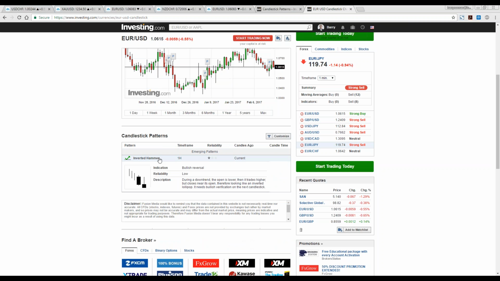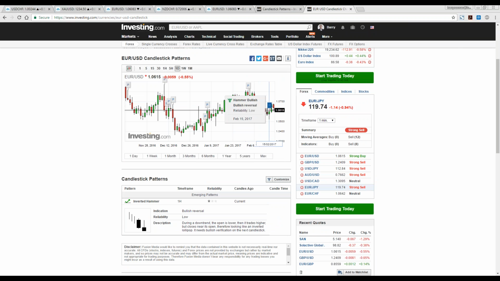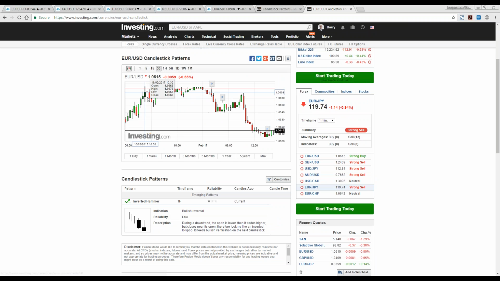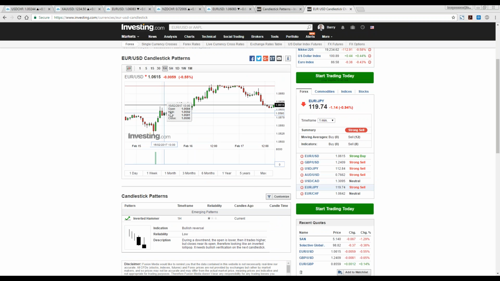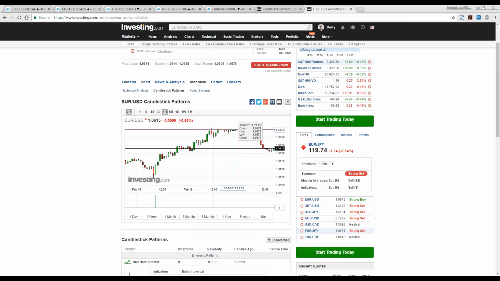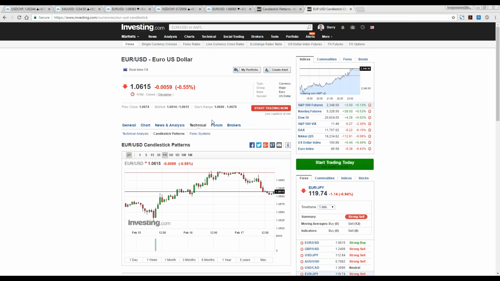If you click on the body, it's going to show you exactly what developed. It's going to tell you the bullish reversal, that it's low reliability, and it tells you the description we talked about. It's up here on your charts for you. So if we move this over to a 30-minute chart, we'll be able to locate it on the charts, and it's all done for you. You don't have to spend your time searching them out. And you can pick asset by asset that you trade and watch them.